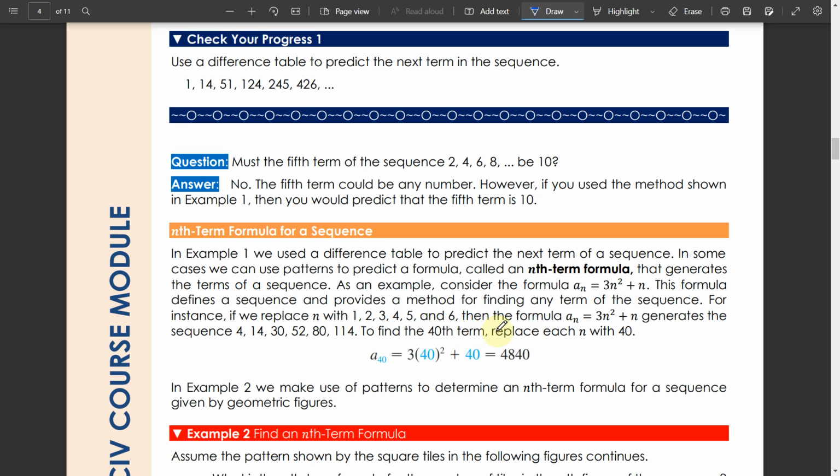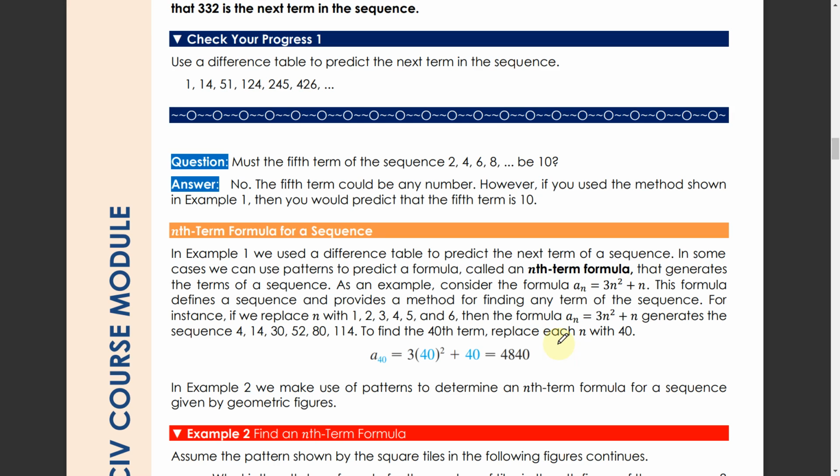So to find the 40th term, we just replace n with 40. So a sub 40, meaning this is the 40th term, is equal to 3n squared plus n. So ang n nato kay 40. So n again here is 40, and that is equal to 4,840. So unsa ang gamit sa nth term formula? Nagamit ang formula para ma-predict nato unsa ang sunod nga sequence. No? Kaganiha sa difference table, gi-subtract lang nato para makabalo ta kung unsa ang next nga term sa sequence, no? Pero diri kay given na tag formula nga a_n.